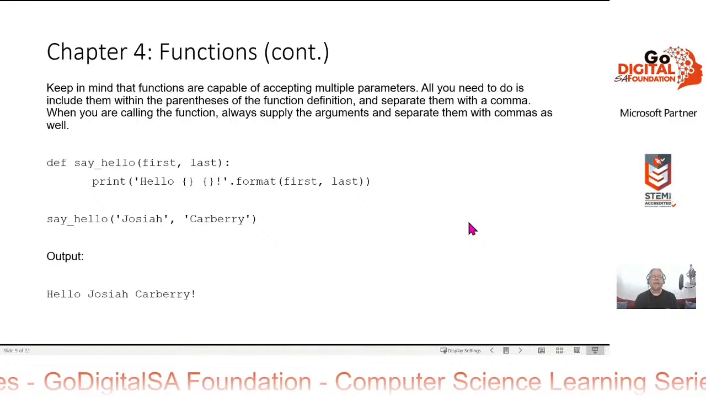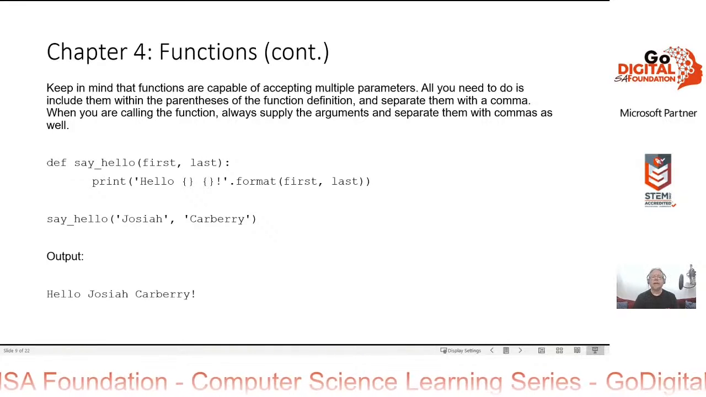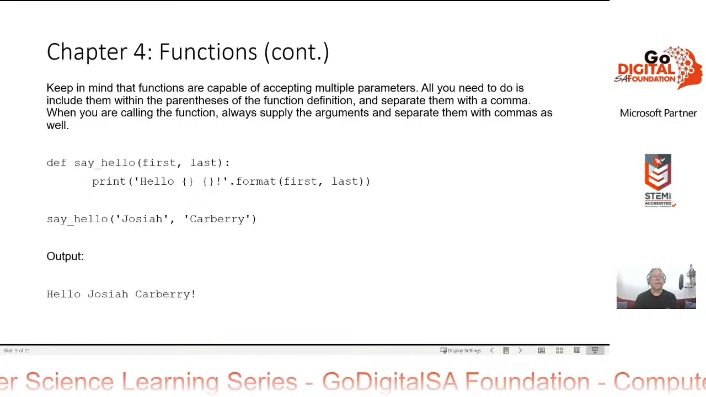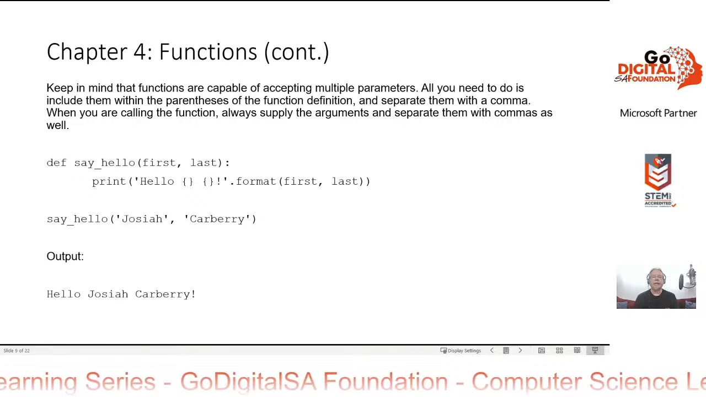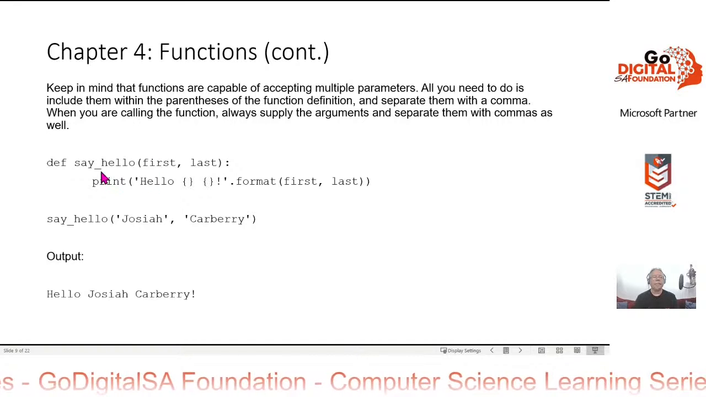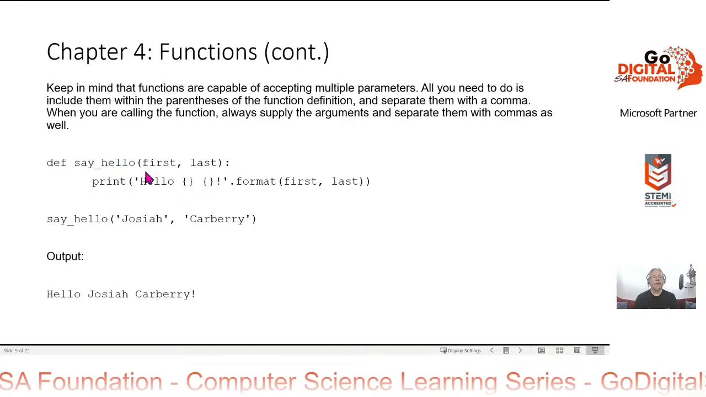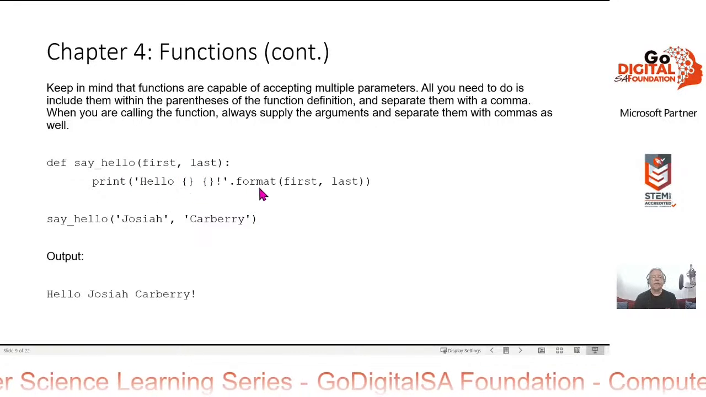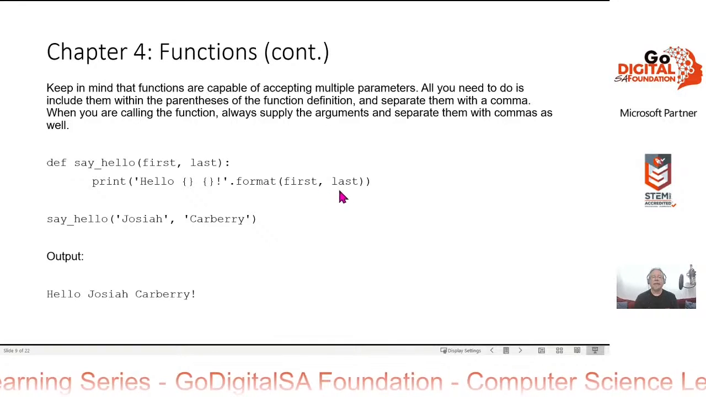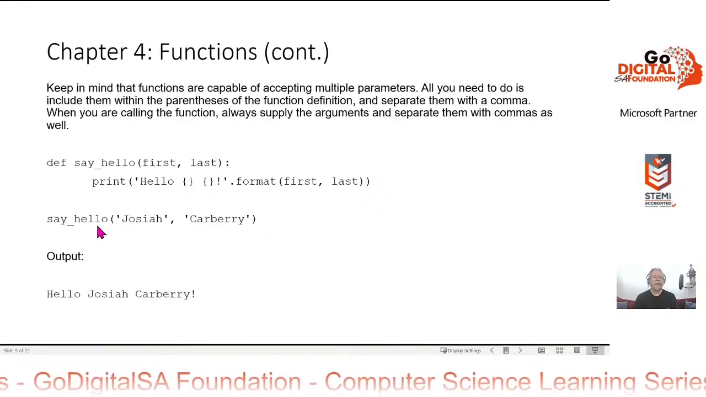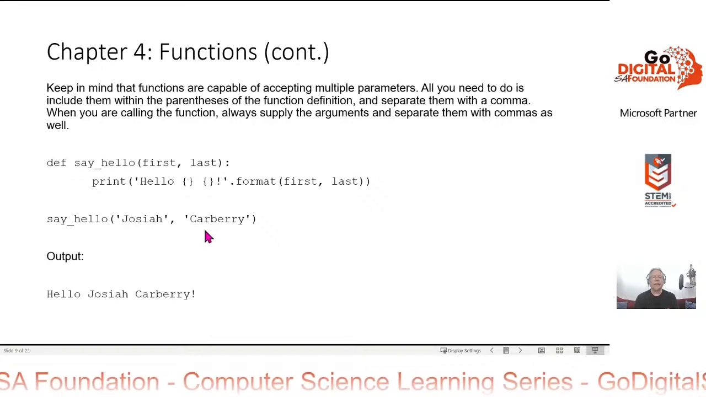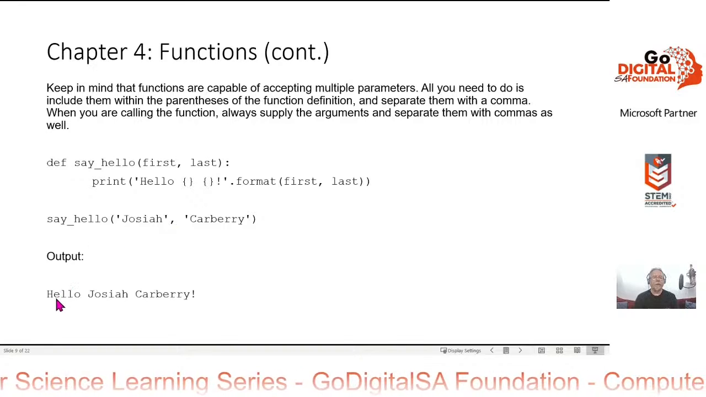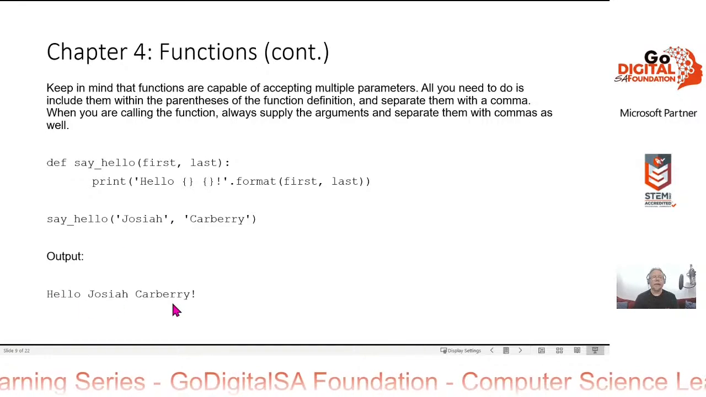Keep in mind that functions are capable of accepting multiple parameters. All you need to do is include them within the parentheses of the function definition and separate them with a comma. When you are calling the function, always supply the arguments and separate them with commas as well. So here we define say hello with first, comma, last. And now in our function, we're going to print hello and first and then last. So we call say hello and we specify Josiah and Carberry separated by a comma, then it will output hello Josiah Carberry.